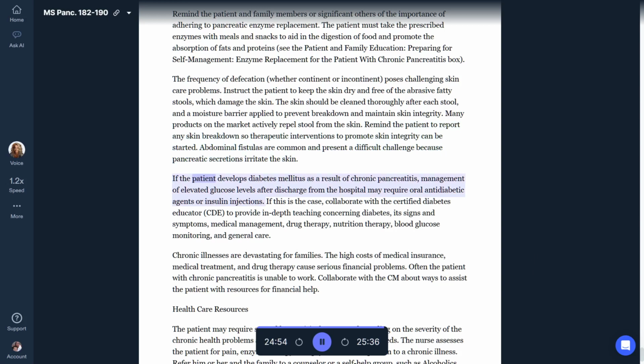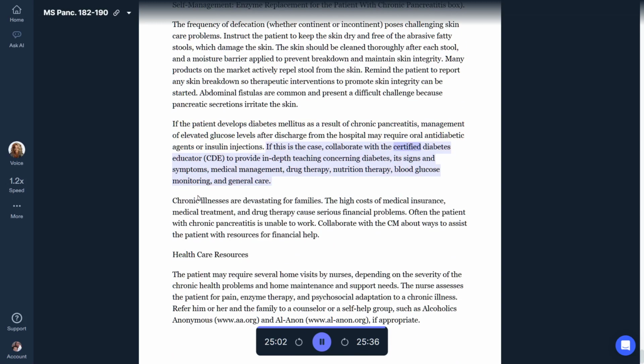If the patient develops diabetes mellitus as a result of chronic pancreatitis, management of elevated glucose levels after discharge from the hospital may require oral anti-diabetic agents or insulin injections. If this is the case, collaborate with the certified diabetes educator to provide in-depth teaching concerning diabetes, its signs and symptoms, medical management, drug therapy, nutrition therapy, blood glucose monitoring, and general care.